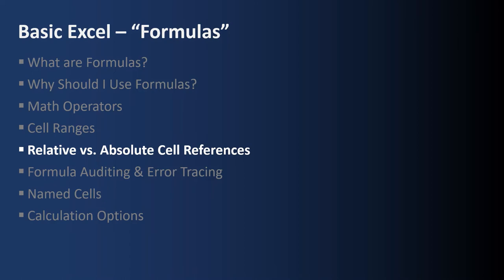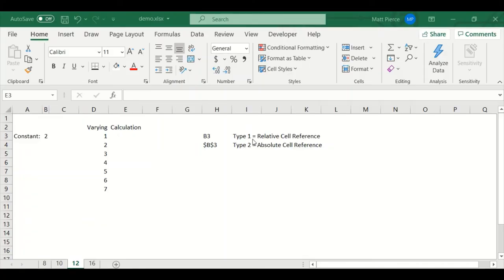Next up, relative versus absolute cell references. So there are two types of cell references in Excel. There's relative cell references, type 1, which is like B3, referencing this cell, B3, that's a relative reference. And then if I put dollar signs in, that's an absolute cell reference. And this basically has to do with copy-pasting the formulas. If I copy-paste a B3 down to here, it would become B4, B5, B6. But if I copy-paste the dollar sign B3, it doesn't change.